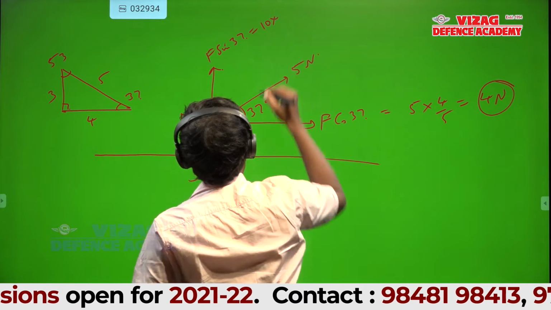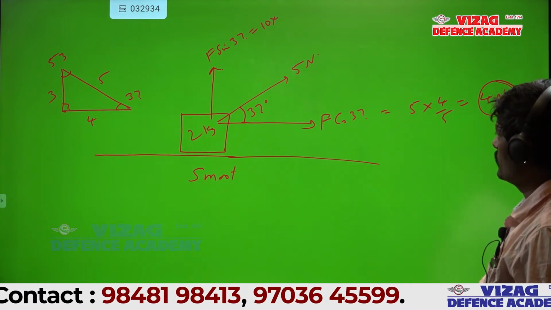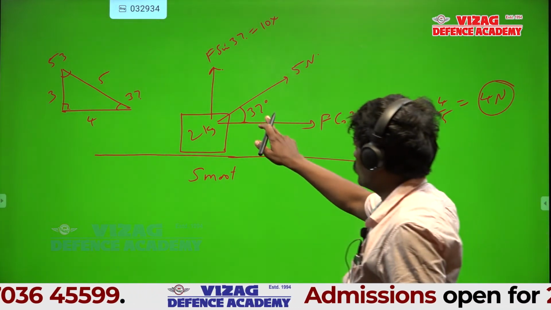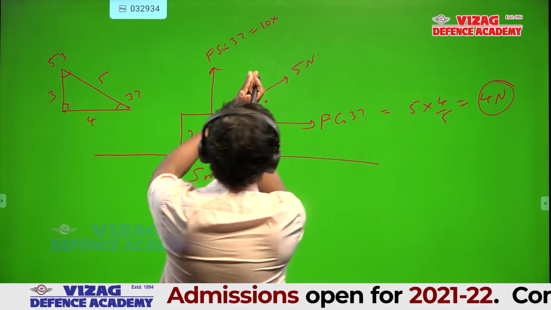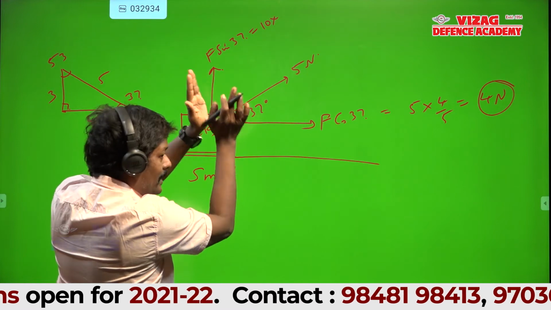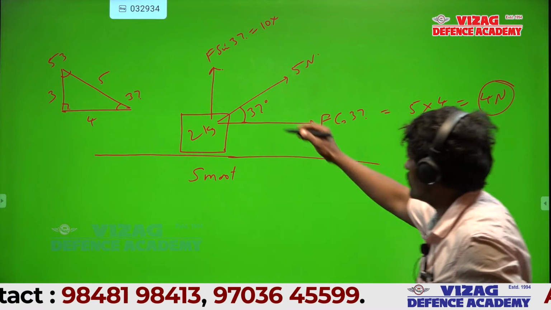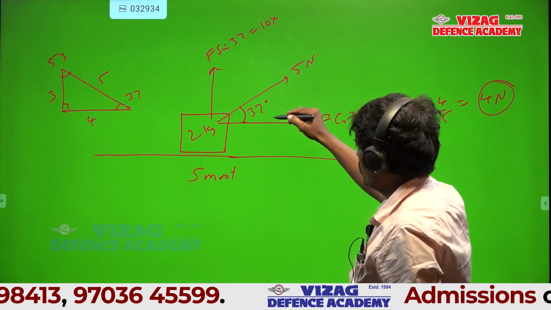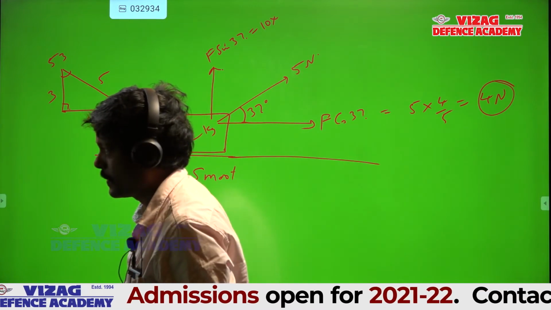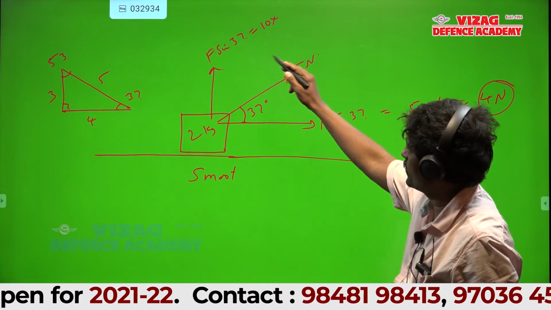10 sin 37, 3 by 7? No. Listen. Once you take 37, this will be F cos theta, F sin theta. Theta will be 37 only. Don't take this other angle. Whatever angle I have, cos is taken with 37 degrees first, that only you should take.